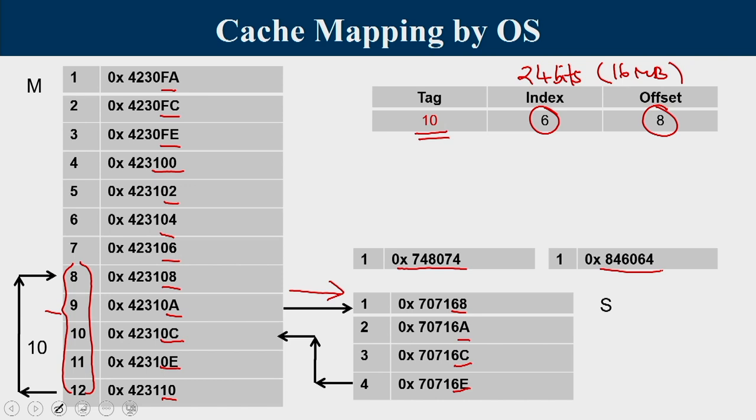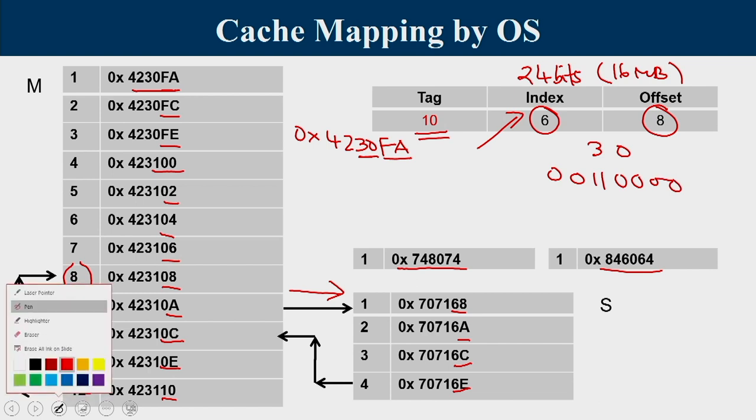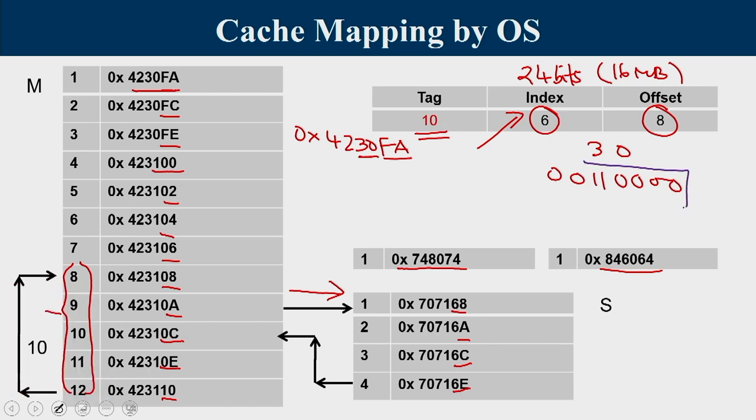Now if you take this address 0x4230FA, we know that the last 8 bits, represented by hexadecimal FA, belong to the offset. Out of the 30, even though it is 8 bits, 6 bits will tell you the index. So when I write 30, 3 corresponds to 0011 and 0 corresponds to 0000. So these are the 8 bits that are there. You extract the 6 bits. This will tell you the value is 48.